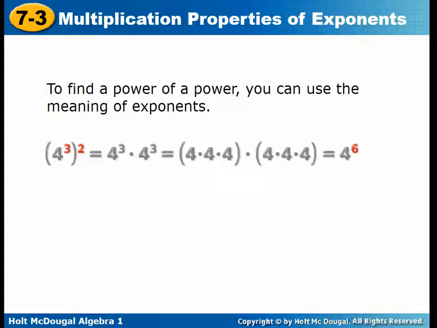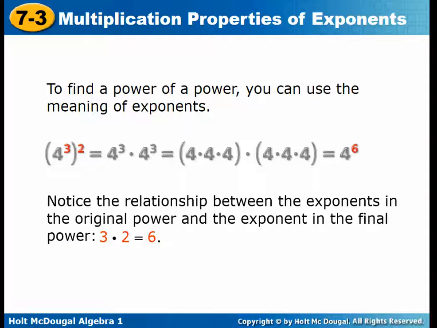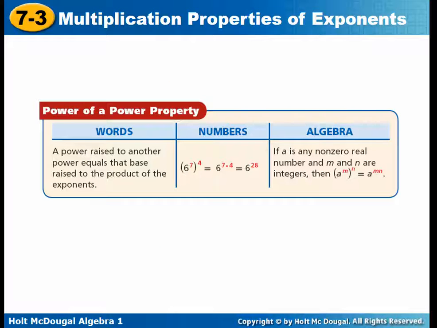All right, here's another rule. To find the power of a power, you can use the meaning of exponents. So 4 to the 3rd to the 2nd power means 4 to the 3rd times 4 to the 3rd, which means 4 times 4 times 4 times 4 times 4 times 4. So we would get 4 to the 6th. Again, we worked on this with our Exploring Properties of Exponents worksheet. So the rule is that you can just multiply the exponents. When you're raising a power to another power, you can multiply the exponents.